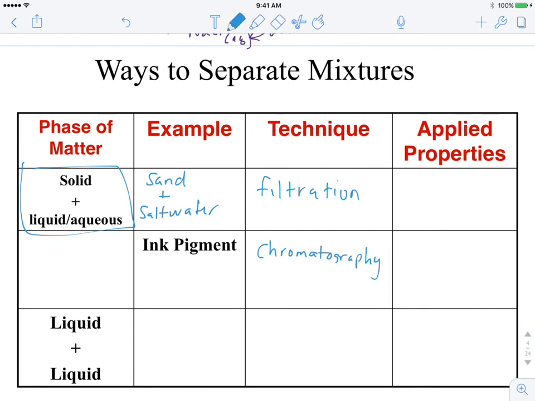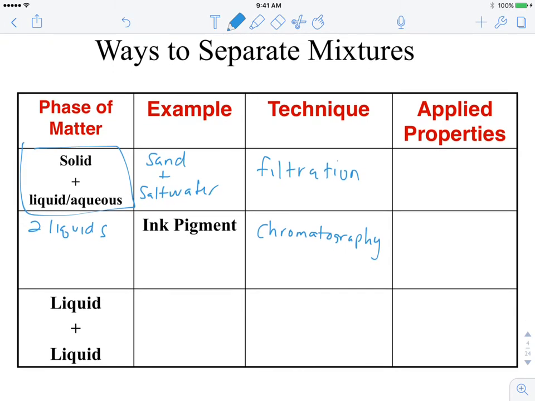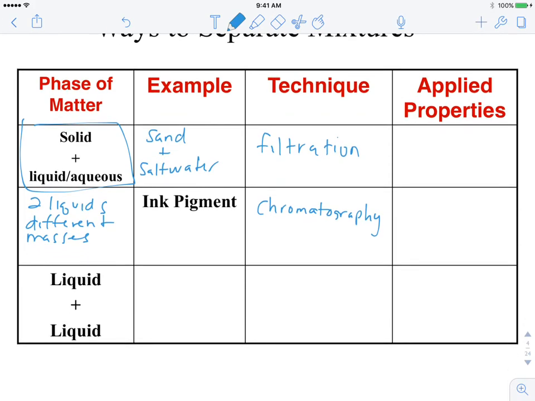So now with the ink pigment, you have the two liquids that are combined together. And what the chromatography is doing is you're applying the idea that these two liquids have different masses. So based on the size of the molecules that are in the ink pigment, they will separate out differently and they will move along the chromatography paper differently. I'm going to draw out what the chromatography paper looks like, and this way you can kind of see how that would work.